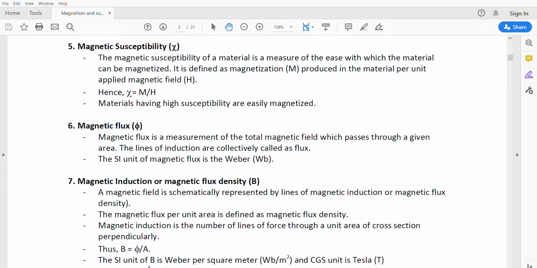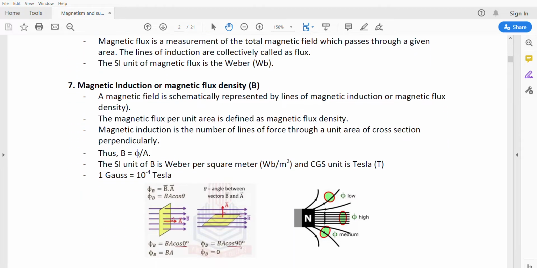And next, magnetic flux. So we know that the magnetic field is imagined to be a huge number of magnetic lines of force. Those magnetic lines of force are said to be the magnetic flux. So the lines of induction are collectively called the flux. The magnetic flux is the measurement of the total magnetic field which passes through a given area. So how many lines of force are passing through the unit area is said to be the magnetic flux phi. The SI unit of magnetic flux is Weber.